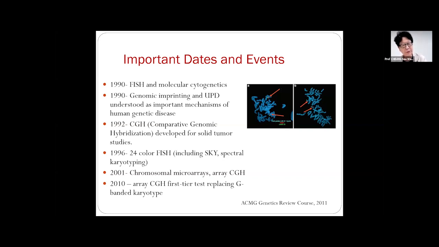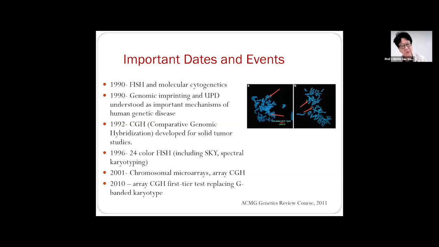In 1992, they developed comparative genomic hybridization, using the cancer genome, the patient genome, co-hybridized with the normal genome and hybridized to normal metaphases to see the copy numbers. In 1996, because of a lot of study in cancer, they also had SKY, spectral karyotyping, using color FISH.